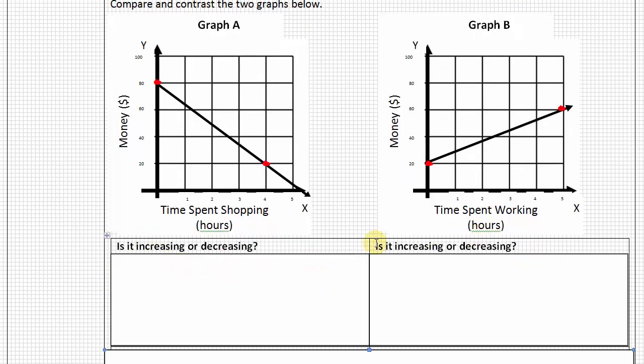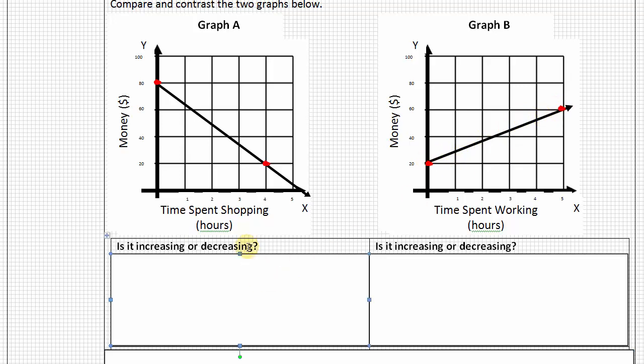So first we're going to look at these graphs and ask, is it increasing or decreasing? So let's take a look at Graph A. I see it with a high value up here, and then it looks like the amount of money I have is decreasing. It's going down with the time I spend shopping, and that kind of makes sense. The more I shop, the more I spend. So this is a decreasing graph. On the other hand, on Graph B, it looks like it's increasing. The more time I spend working, the more money I have. So this would be an example of an increasing graph.